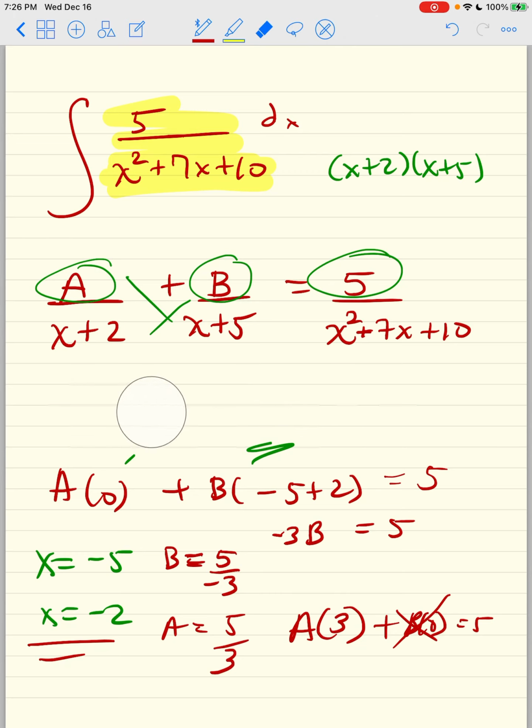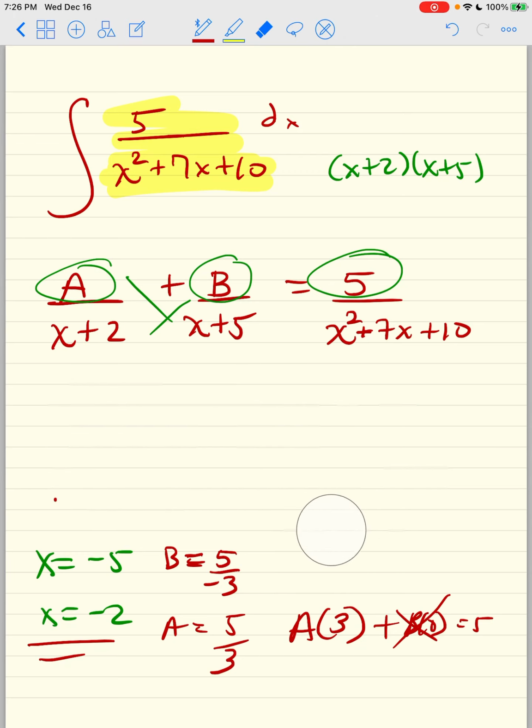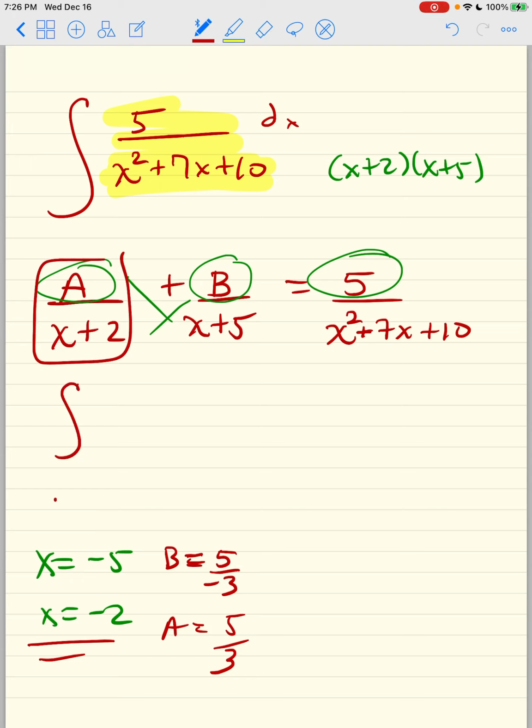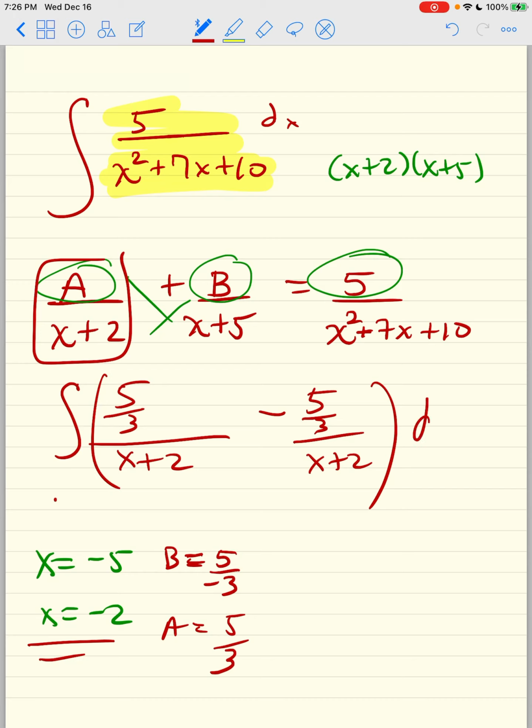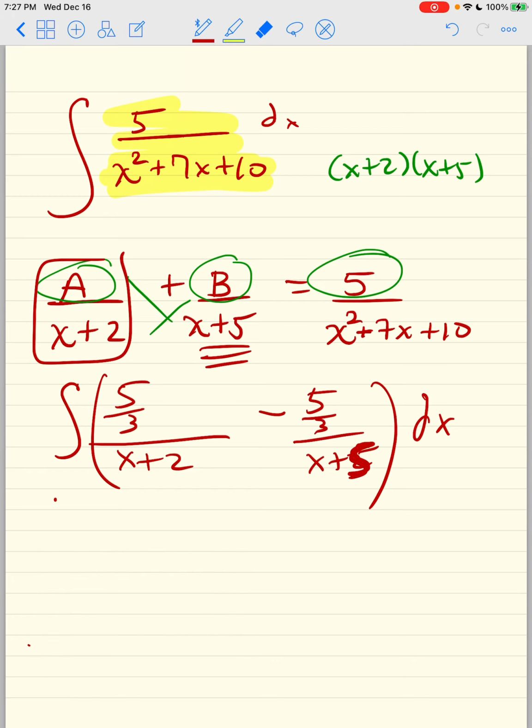So let me get rid of this. I don't want to mess up. So those are my A's and B's. So A is 5/3 over x plus 2, B is negative 5/3 over, I'm sorry, that's going to be x plus 5. And now we're just going to integrate.